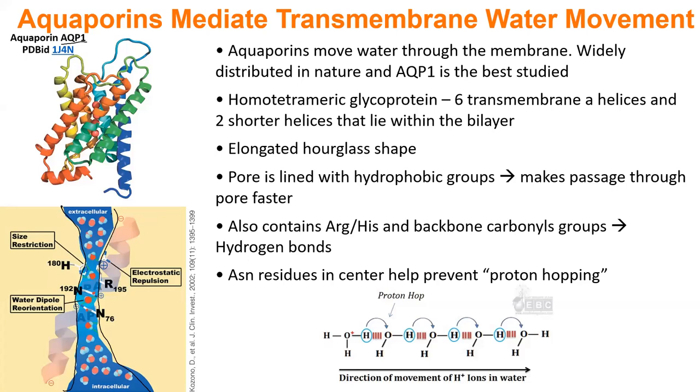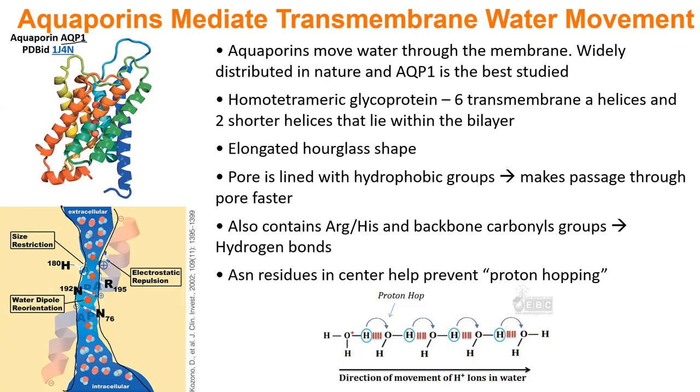And inside this pore, as I have listed here in the text, you have a bunch of hydrophobic groups, which may seem counterintuitive, because if you want this pore to transport water, why would you surround the pore with a bunch of hydrophobic groups, right? Don't you want water to interact with the pore? Well, the idea is that since water has a hydrophobic effect and doesn't want to interact with the hydrophobic amino acids, if you line the pore with hydrophobic groups, any water that's in the pore is going to want to escape and go through the pore. So this is a way to speed up movement. Water doesn't want to interact with the hydrophobic groups and it moves through the pore faster.